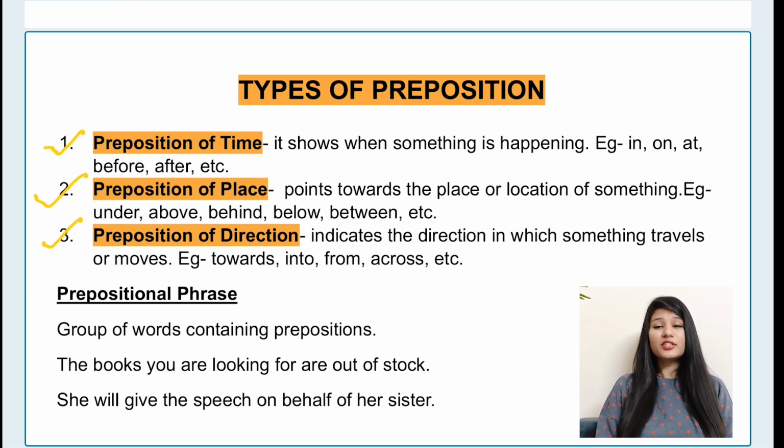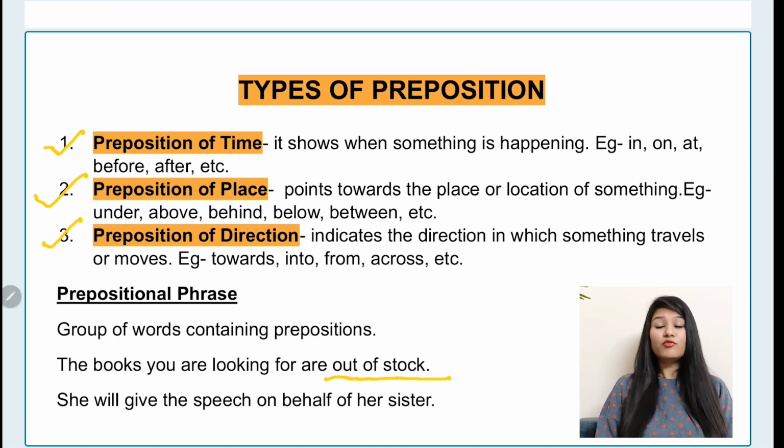I ran towards the train as soon as it arrived. Here in this sentence, towards is telling us in which direction the pronoun is going. So we know that towards here is a preposition of direction. She jumped into the swimming pool. Here in this sentence, into is telling us in which direction the action is taking place. What is happening in the sentence?